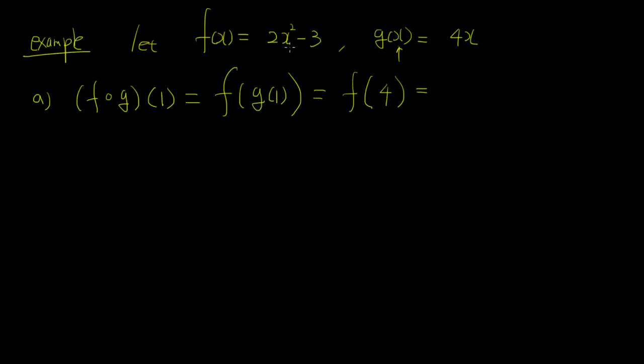F of 4 is what? Well, replacing this x by 4, it would be 2 times 4 squared minus 3. Just need to calculate this. So 2 times 4 squared, 16, minus 3, which is 32 minus 3, 29. Right? No big deal.